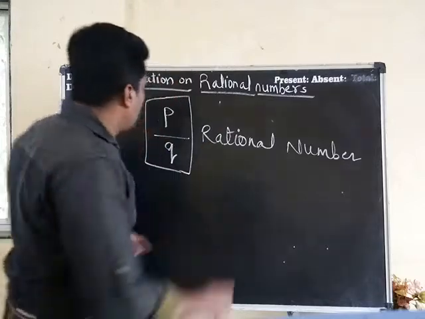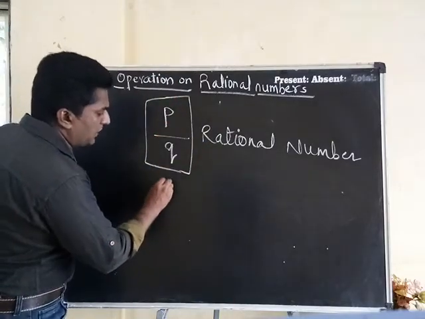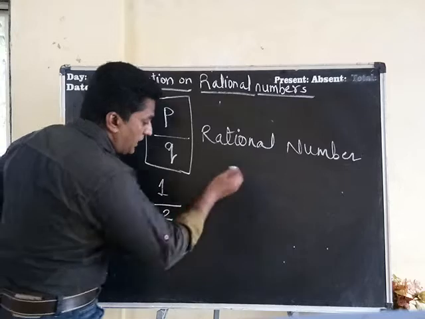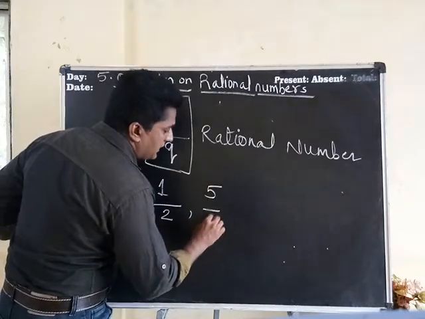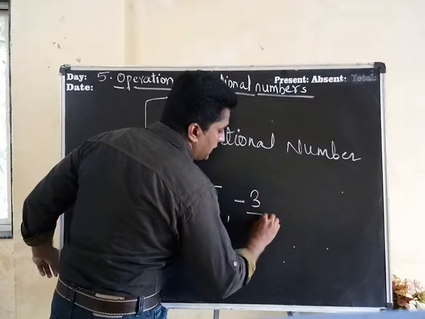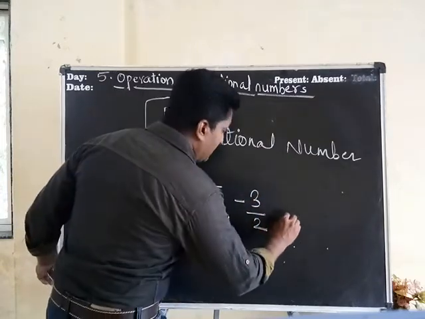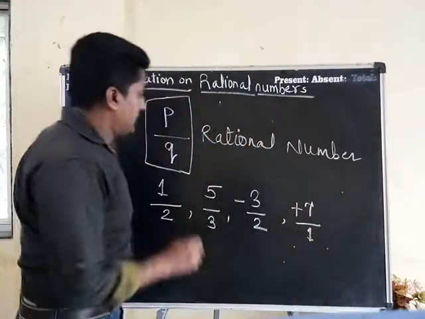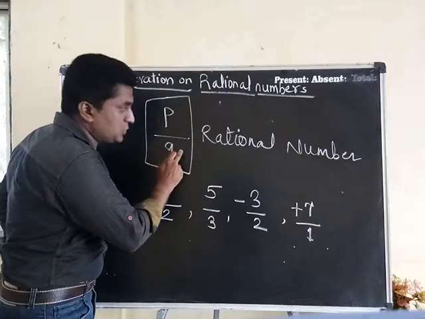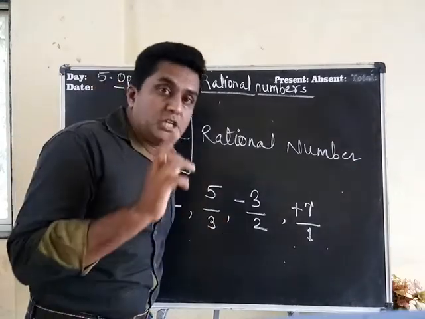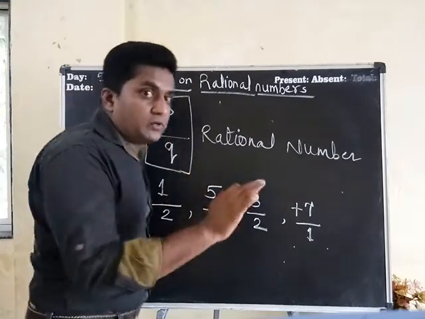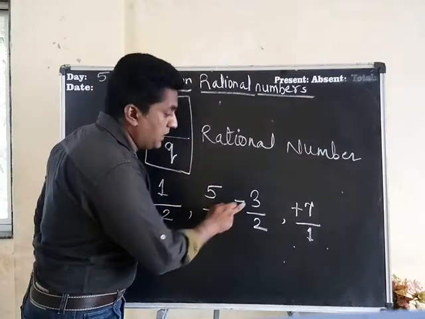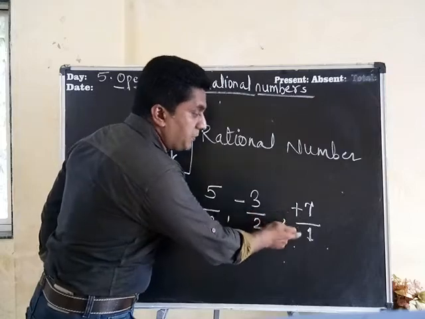Only one thing you have to remember. In place of P, you can take any number. You can take 1, and in the denominator you can take any number like 2. Another number 5 upon 3. Another number minus 3 upon 2. Or you can take one more, plus 7 upon 1. Only one rule is there, that in place of this Q you cannot take 0. If you take 0 here, then it will not be called a rational number. See, 1 upon 2 is a rational number, 5 upon 3 is a rational number, minus 3 upon 2 is a rational number, 7 upon 1 is a rational number.